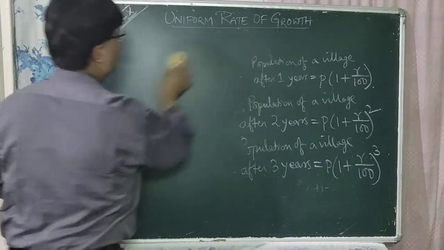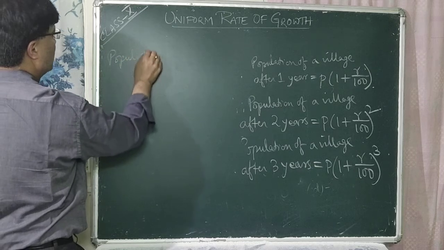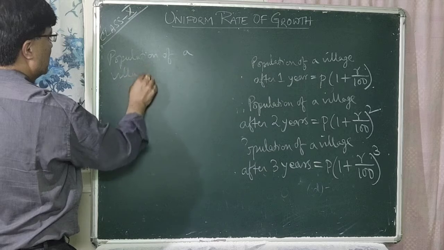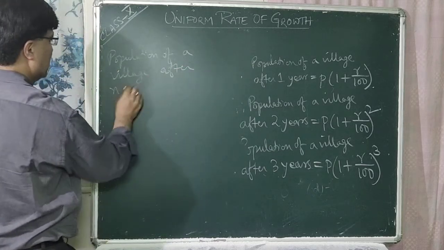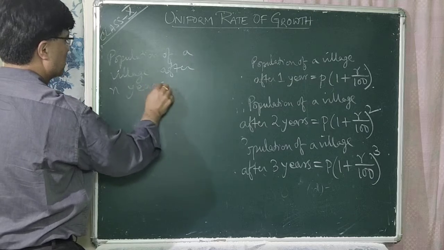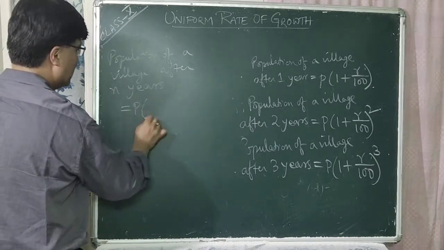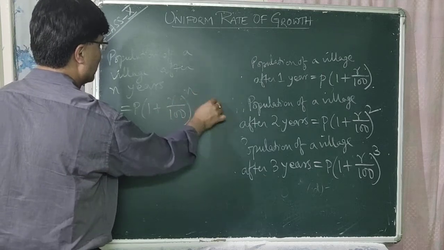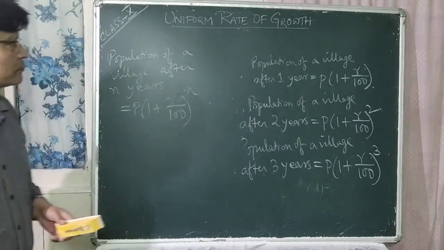So, population of a village after n years. Population of a village after n years is equal to what? It is P into 1 plus R upon 100 whole to the power n. So this is the formula, right?